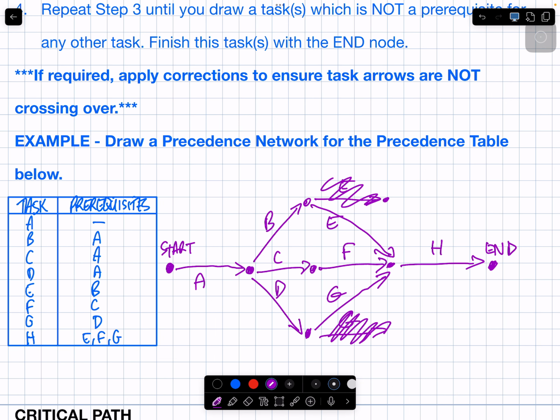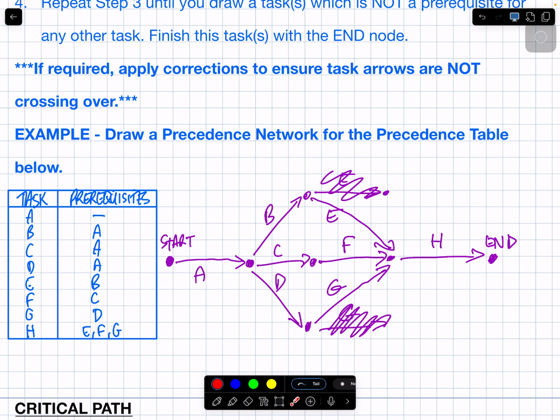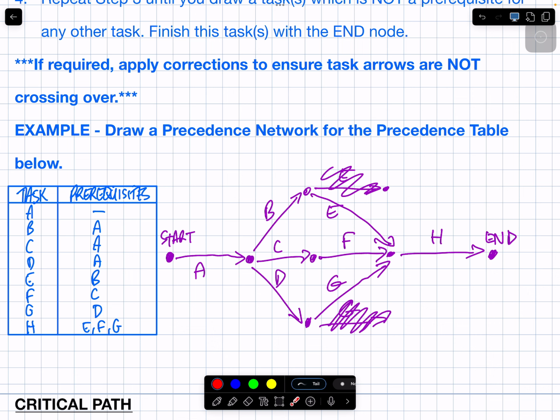So that is why in your exams they offer that you draw graphs and pictures with a pencil. If you just scrub it out, they realize that you have limited time. As long as you've corrected it and clearly labeled it, you'll be fine. They're not going to mark you down for that. One rule: make sure you don't have lines crossing over each other. If required, apply corrections to ensure task arrows are not crossing over each other. Okay? So can you get that precedence network down?